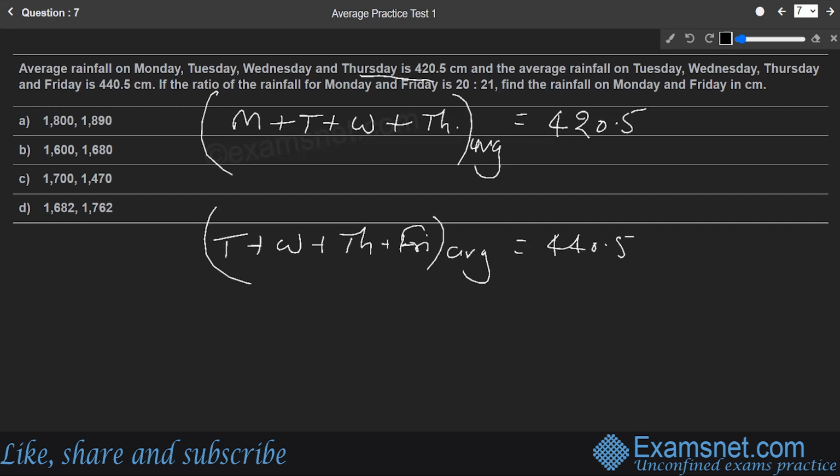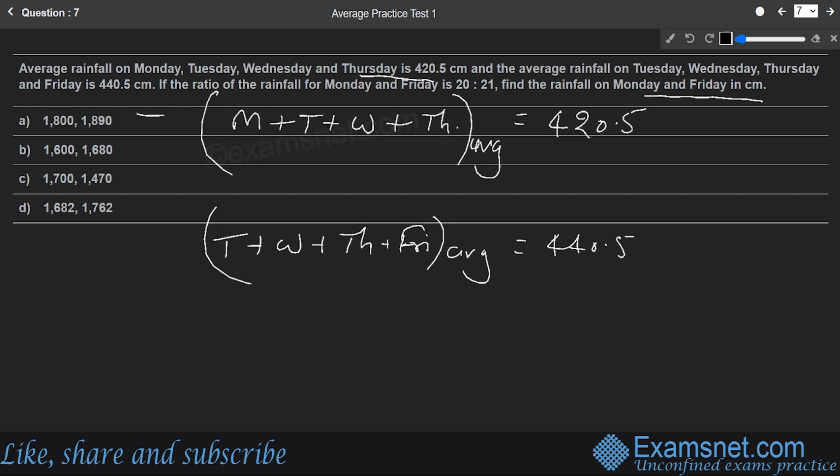Now they say the ratio of the rainfall for Monday and Friday is 20:21. Find the rainfall on Monday and Friday in centimeters. For that, see, always we calculate the totals. Whenever equations are made in an average question, we try to find out the total or the sum value.